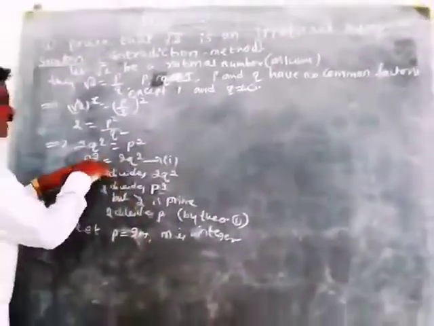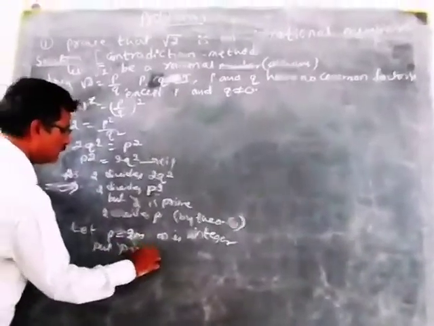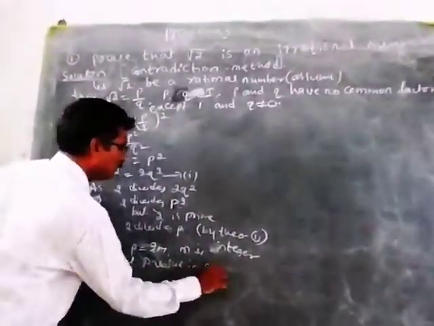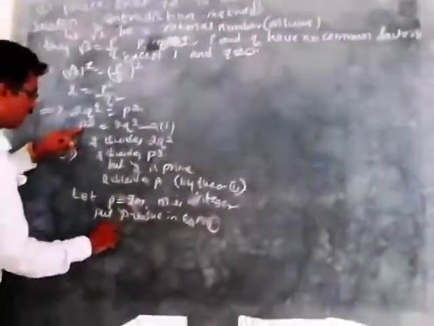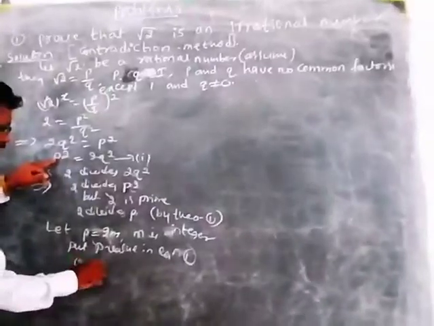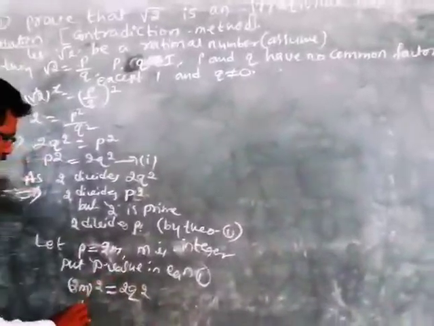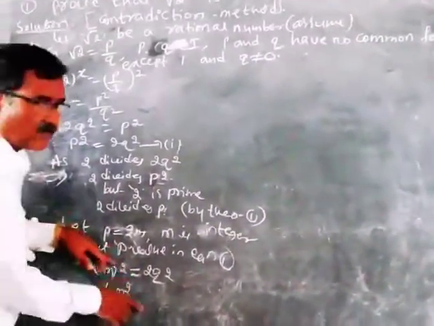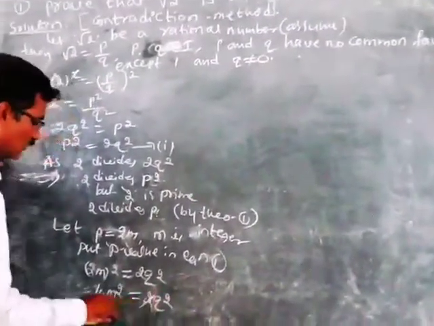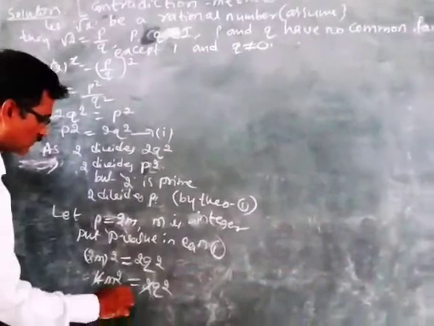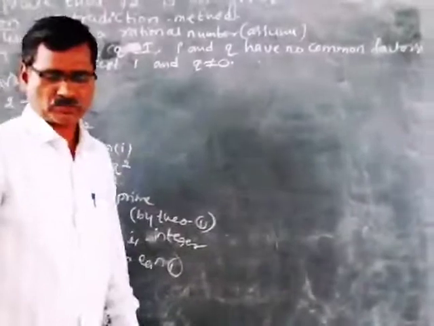Substitute the P value in equation 1. The P value is 2m. So 2m whole square is equal to 2Q square. 2 2s are 4m square. This is the left side 4m square and right side 2Q square. Cancelling 2, that is 2m square is equal to Q square.